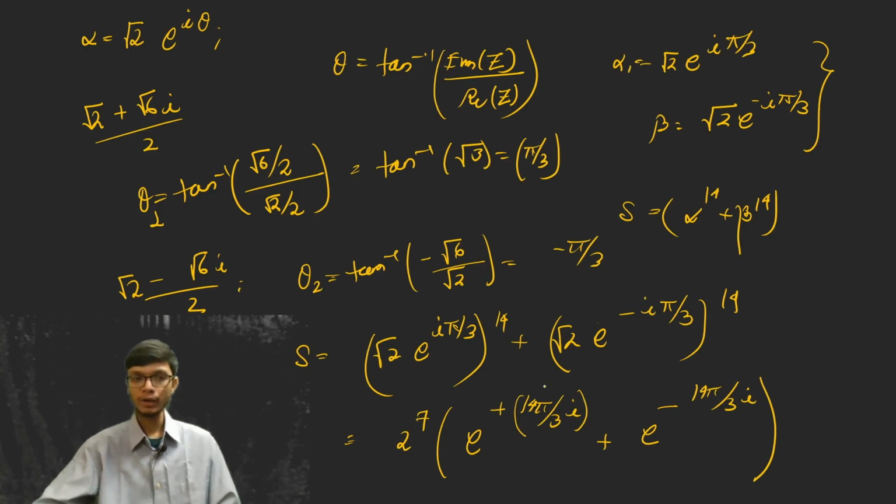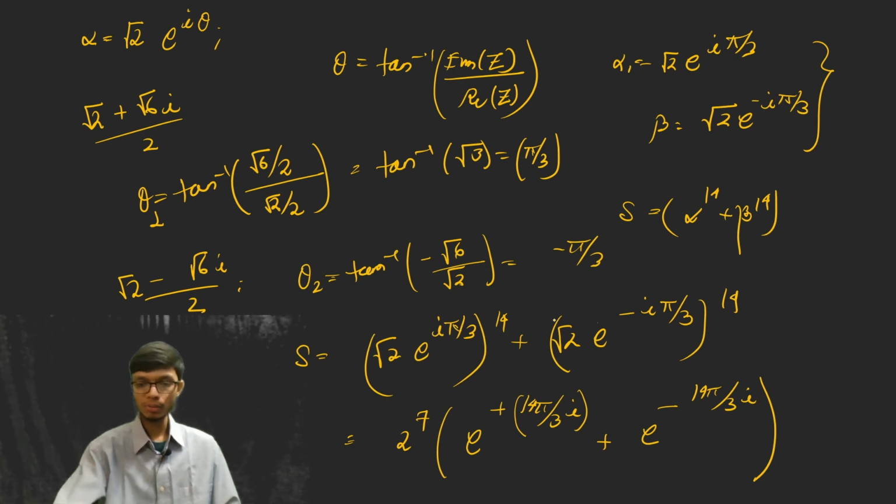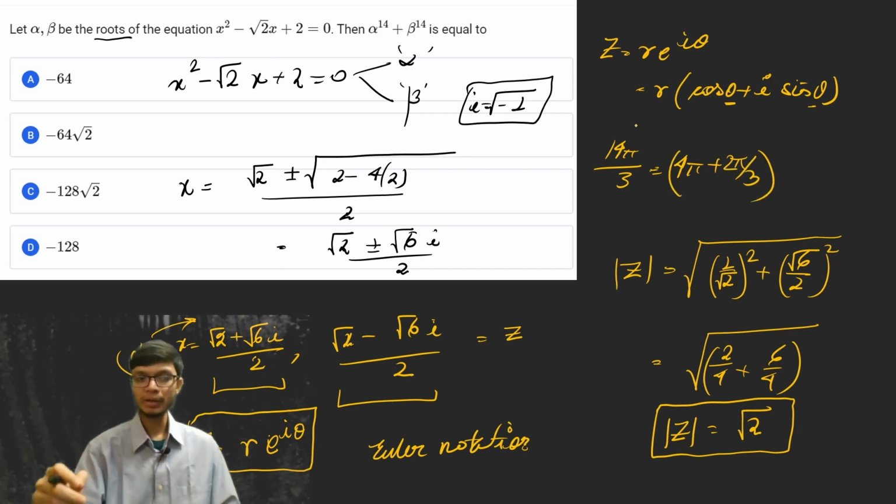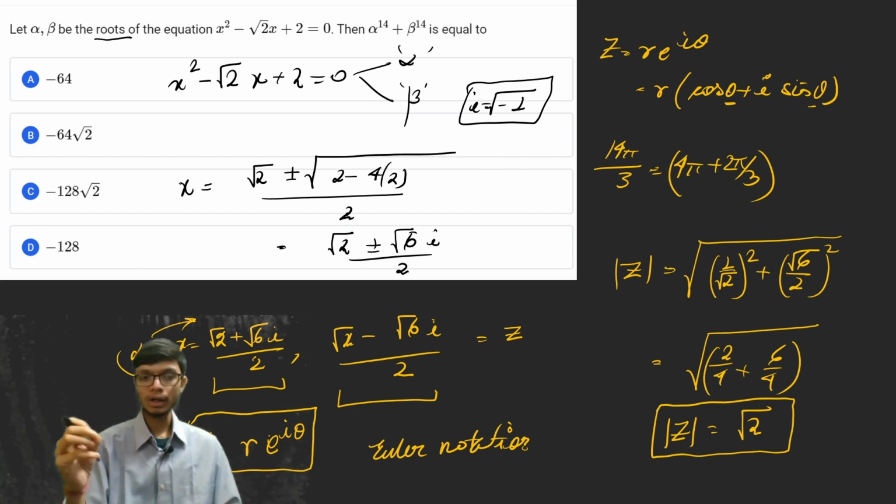Since this argument is in the form of sin theta and cos theta, they are periodic. That means 14 pi by 3 can also be written as 4 pi plus 2 pi by 3. And you know that whenever we apply any trigonometric function, if we add 2 pi or 4 pi or any even multiple of pi to the argument, we basically obtain the same result. Only thing you need to look for is the sign.